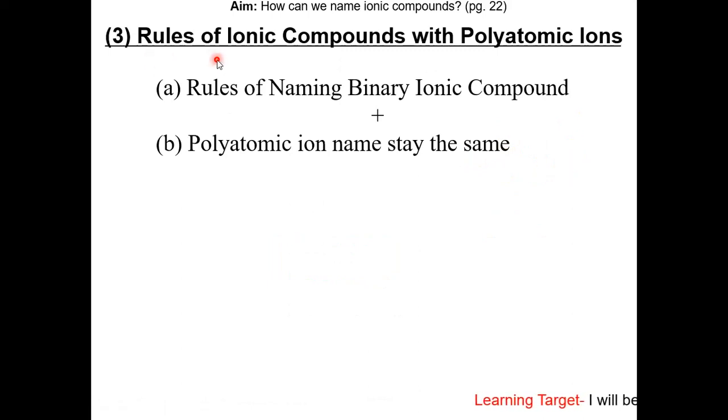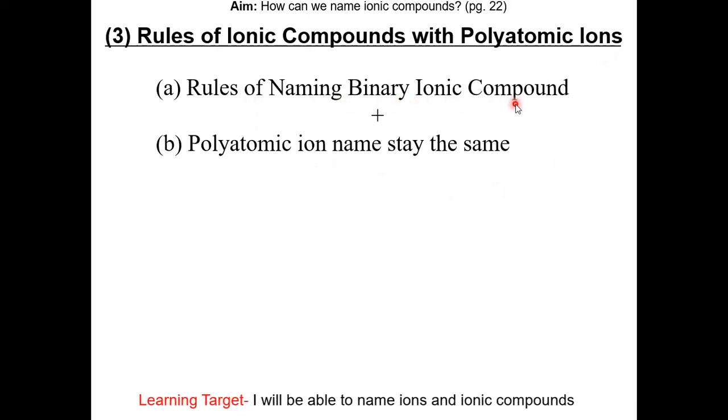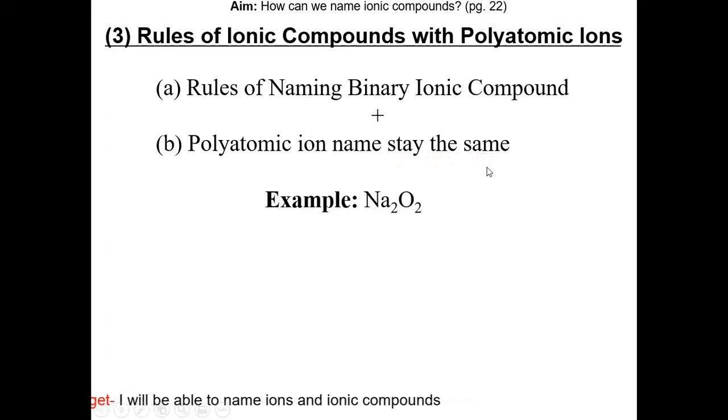Now we are going to go over the rules of naming ionic compounds with polyatomic ions. If you recall, polyatomic ions are found on Table E on your reference table. So the rules are the same as naming binary ionic compounds, except that the polyatomic ion name stays the same. For example, here we have Na2O2. You first have to identify the polyatomic ion, which is O2. If you look on Table E, it is the peroxide ion. So Na, which is the metal, the name stays the same, so that's sodium peroxide.